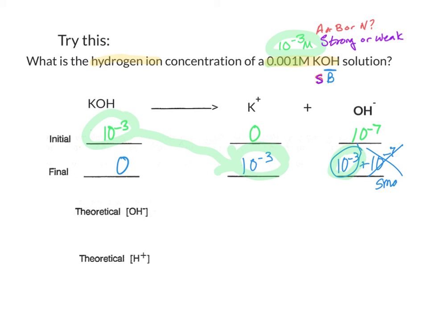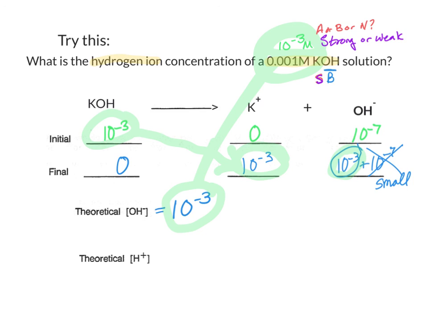Okay, so now we have our concentrations of potassium and hydroxide in the solution. So let's find out what our theoretical hydroxide ion concentration is. We just figured out that it should be 10 to the negative 3 molar. That's what we expect it to be if we have this concentration of KOH. What is the theoretical hydrogen ion concentration?